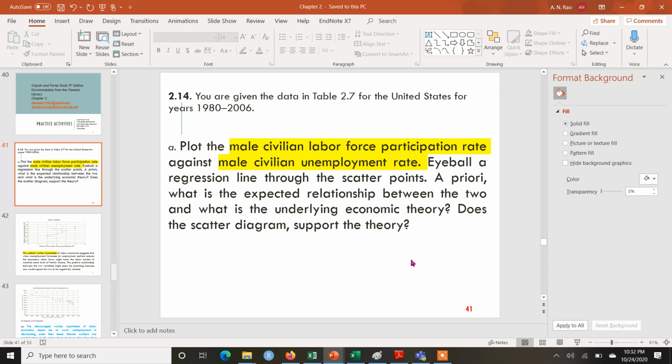If you are not a student of economics, then maybe you won't be able to efficiently relate to the example, or maybe with the passage of time, once you watch the video, it's fairly possible that you get yourself acquainted with the relevant theory or the concept of economics that is being discussed here. For those who are already a student of economics, I expect that you will be able to relate with the explanation very quickly. So we have to plot male civilian labor force participation rate versus male civilian unemployment rate.